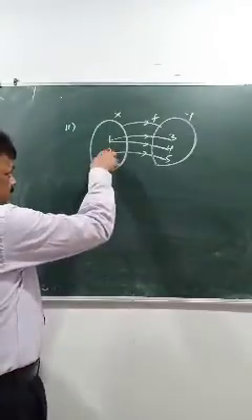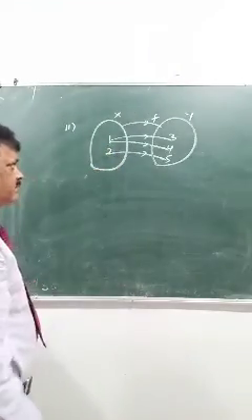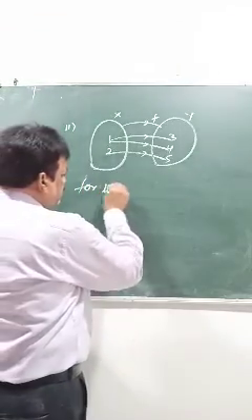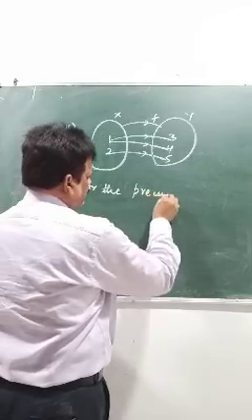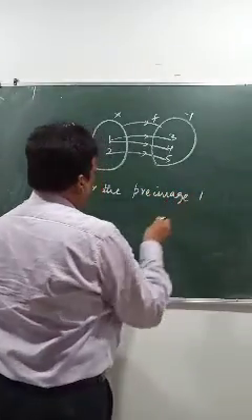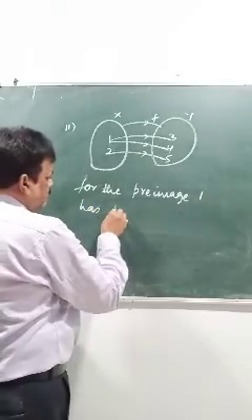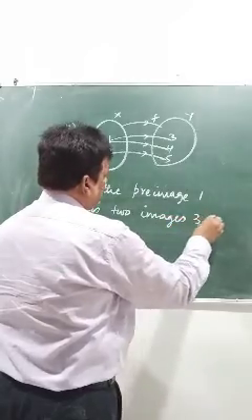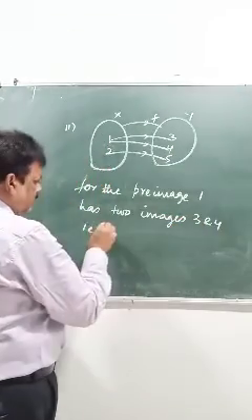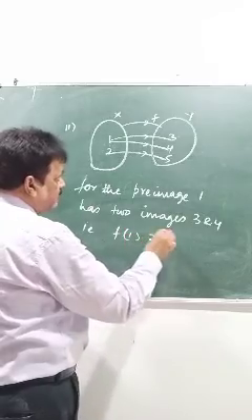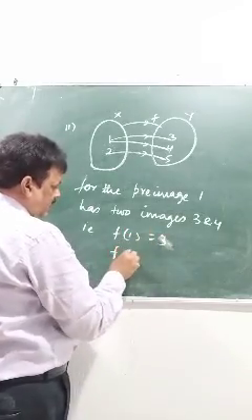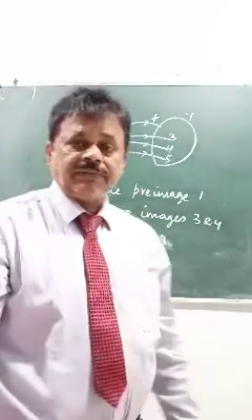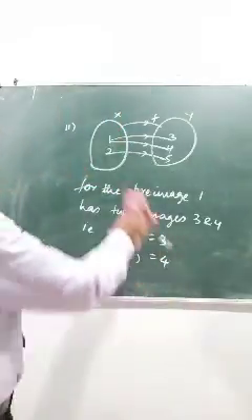So the reason here is for the pre-image 1 has two images, 3 and 4, that is f of 1 is 3, f of 1 is also 4. So in this case this is also not a function. Okay, let's take another example.